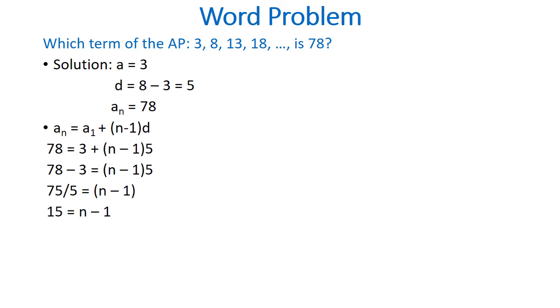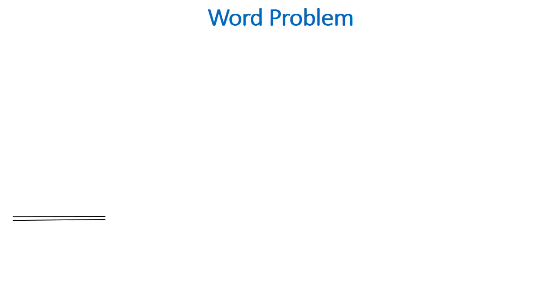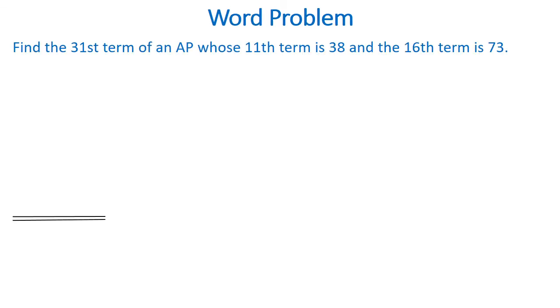15. n minus 1 is equal to 15. n is equal to 15 plus 1, that is 16. So 78 is the 16th term of the AP. Word problem, another one. Now this is a little different type of word problem. Herein they have not given you the AP, so you don't have A, you don't have D. What you have is the 11th term is 38, the 16th term is 73, and we have to find the 31st term.